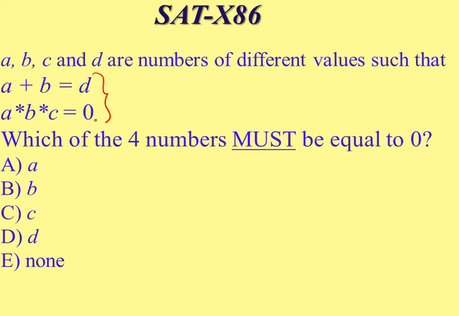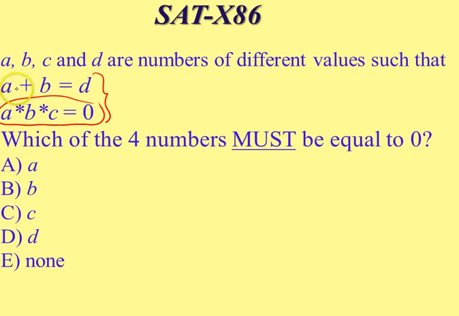Well, the second one is the more important one. It says A times B times C equals 0. And in order for that to be true, one of those 3 letters, one of those 3 variables would have to be equal to 0. The only way you're going to get a product of 0 is if one of the numbers is 0 itself. All right, keep that in mind. So either A or B or C is 0.